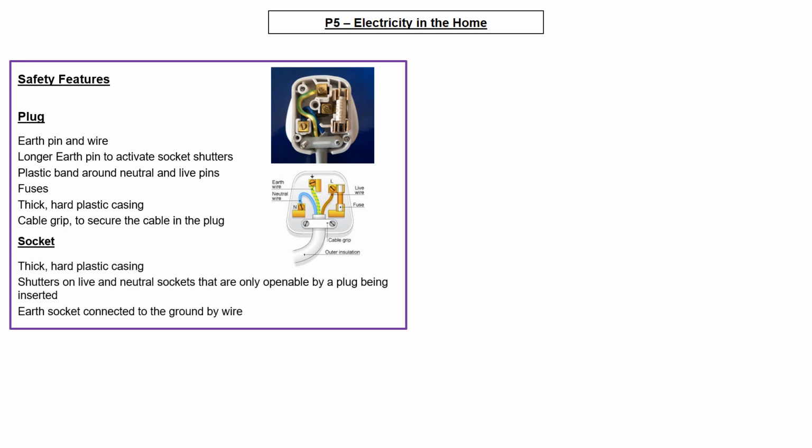The socket as well also has some safety features. They've got a thick, hard plastic casing. Sometimes they look like they're metal, but if you look closely around the sockets themselves, where the pins go into, there's thick, hard plastic. There's also a shutter on the live and the neutral sockets that is only openable by a plug being inserted. And the earth socket is connected to the ground by wire, literally to the ground outside.